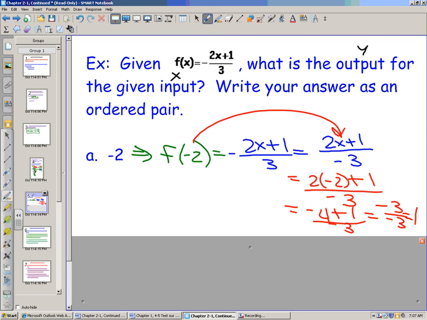So what's my answer? Not 1, but the ordered pair, what? -2, positive 1. Okay, good.